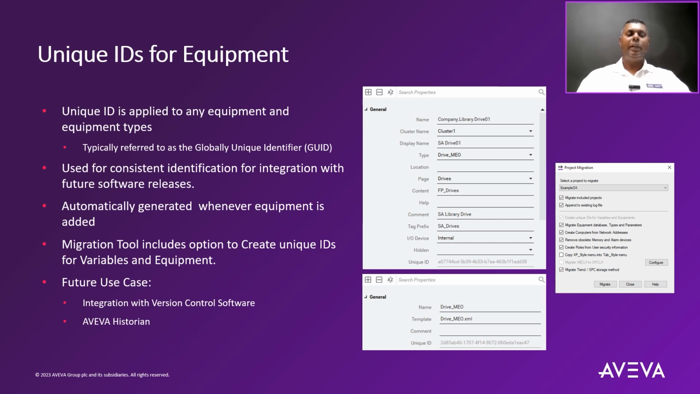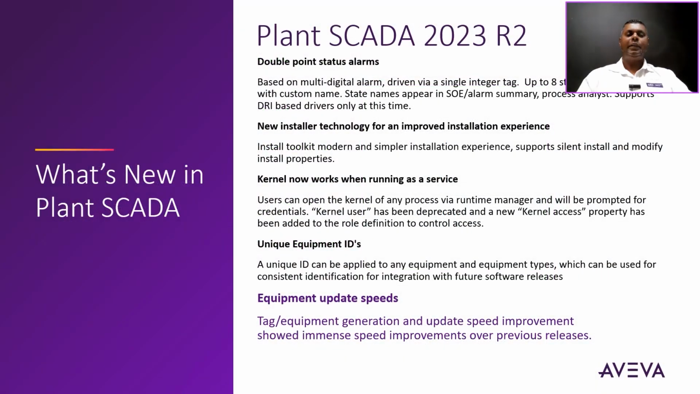The global unique identifiers are automatically generated whenever equipment is added, plus the migration tool now includes an option to create these unique IDs for variable tags and equipment during the upgrade process. These future use cases would provide for integration with version control software or tighter integration with AVEVA Historian, as you could now change the name fields in the SCADA system, while auto-binding the new names to the GUIDs stored in the Historian.